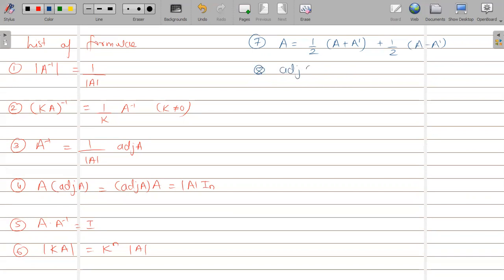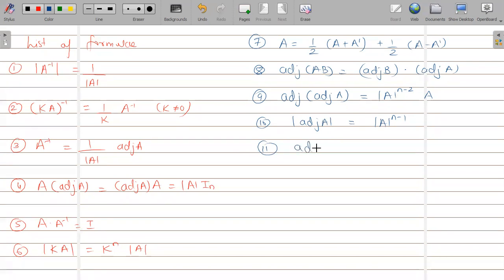Then adjoint of AB is adjoint of B into adjoint of A. Then adjoint of A is determinant of A raised to n minus 2 into A. Then determinant of adjoint of A will be determinant of A raised to n minus 1.